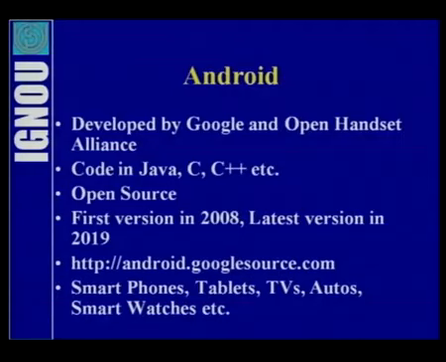So Android is a mobile operating system. It's developed by Google and the Open Handset Alliance. Its code is written in the Java programming language, C, C++, as well as some more programming languages. It's open source. Its first version is from 2008 and the latest version is from 2019. You can download the source code for the operating system and you can update it.